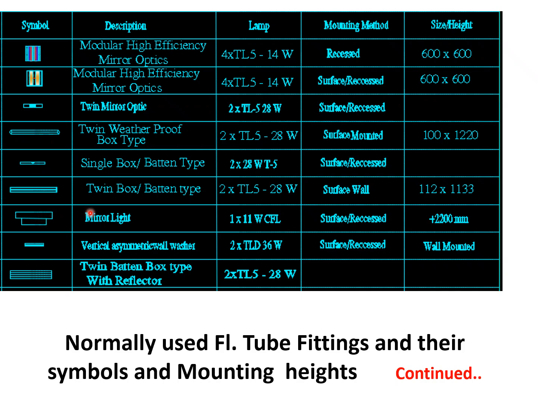Mirror light, 1 into 11 watt CFL, can be used over the mirror. Vertical asymmetrical wall washer of 2 into 36 watt. Similarly, twin batten box type with reflector using 2 into 28 watt. These are the normally used fluorescent tube fittings, showing their symbols and mounting height.